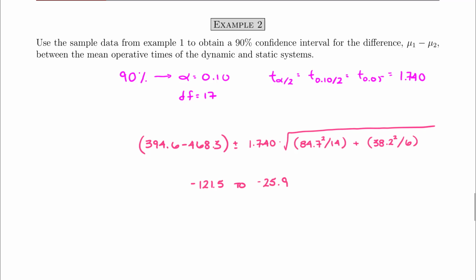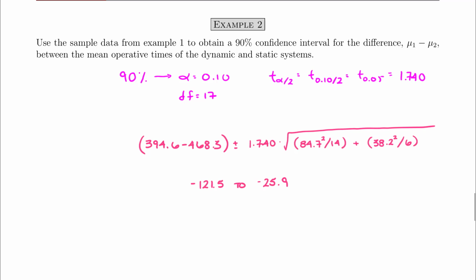So how do we interpret that? If you look back at the notes that we looked at the other day, I gave you the 3 cases where both endpoints are positive, both are negative, or one is negative and one is positive. Use that where it says case 1, case 2, and case 3 to help you with these interpretations. But for this specific interpretation, we're saying that we can be 90% confident that the dynamic system compared to the static system reduces the mean operative time by somewhere between 25.9 and 121.5 minutes. And that's how you interpret these confidence intervals.